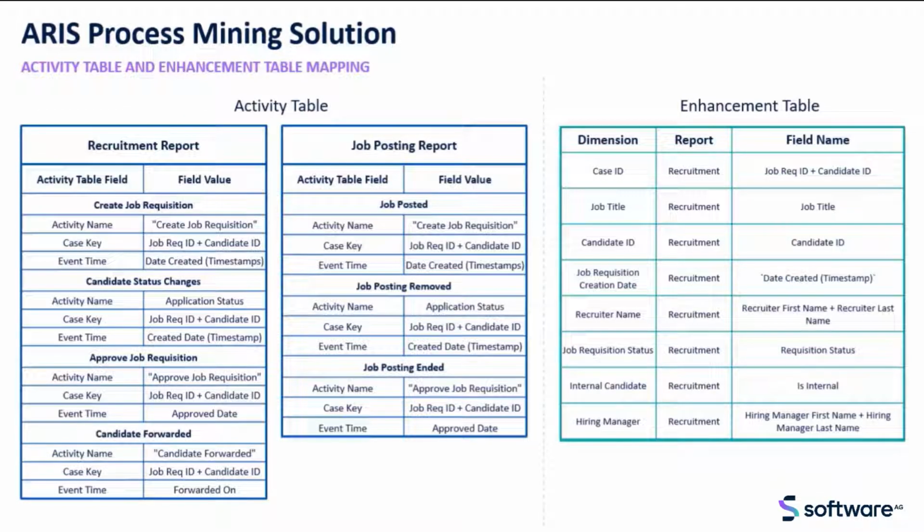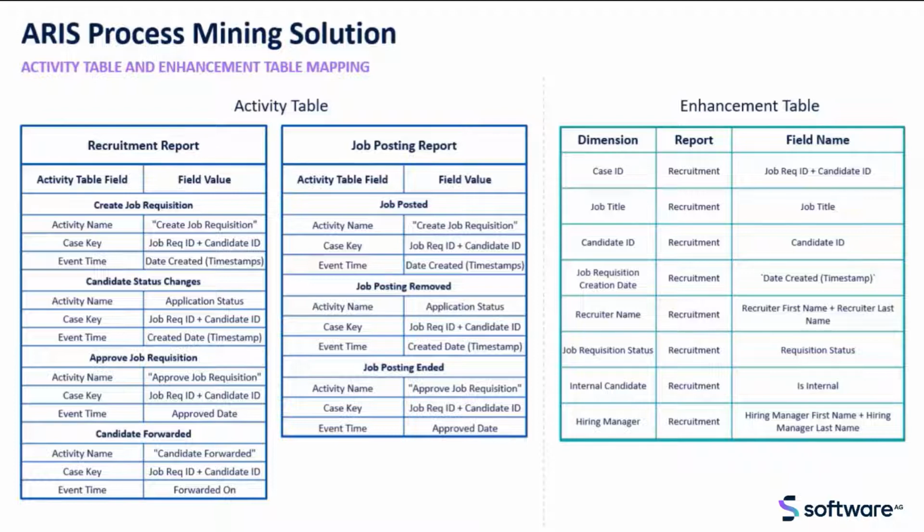As you can see, these are the activity and enhancement table mappings that we have done. For process mining, we need the activity table. The activity table has three important fields: the case key, the activity name, and the event time. Using these three pieces of information, the process mining tool can discover a process based on the data that has been provided.